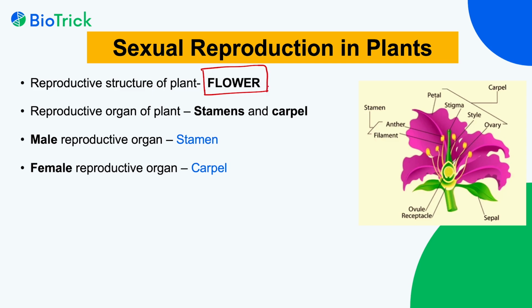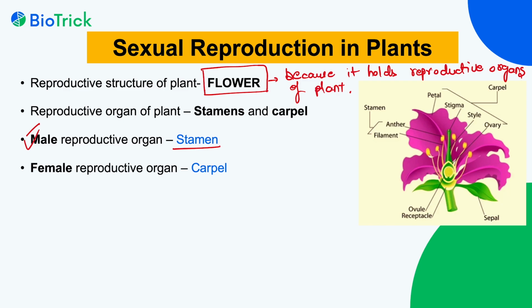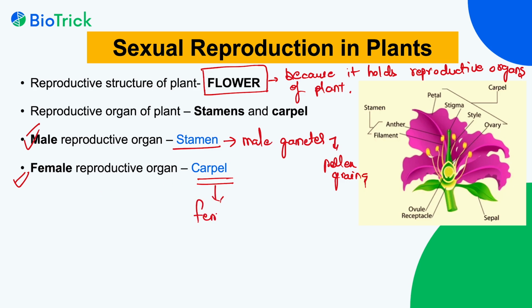And why is it called the reproductive structure of plant? Because it holds reproductive organs of plant. The male reproductive organ is called stamen, while female reproductive organ is called carpel. The male reproductive organ will produce male gametes, and male gametes are called pollen grains, while female reproductive organ will produce female gamete, and female gamete is called egg cell. So male and female reproductive organs are present in a flower.